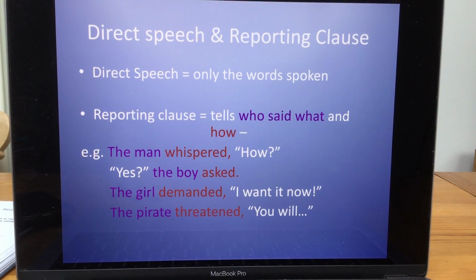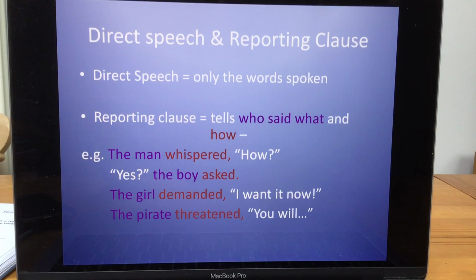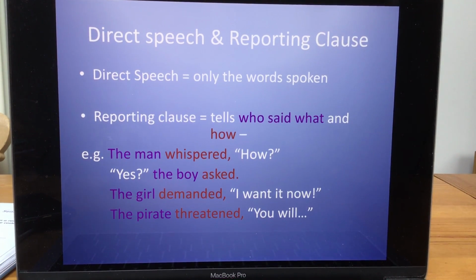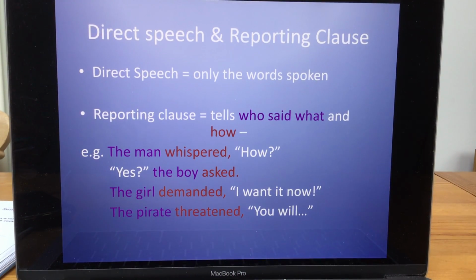Direct speech is only the words spoken. You can only hear the words I'm saying to you. "I do not say," said Miss Agnes. Okay, so you'd only write that in your speech marks. The reporting clause is the part of that sentence which tells you who said what and how.